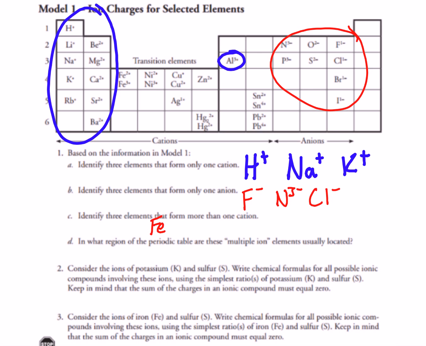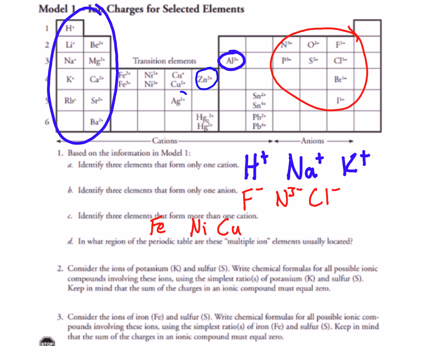Iron would be one. Nickel. Copper. Guys, is zinc one? Does zinc form one ion? It forms one ion, right? Not multiple. Okay? So, when we take a look here, let me go back to the first color.